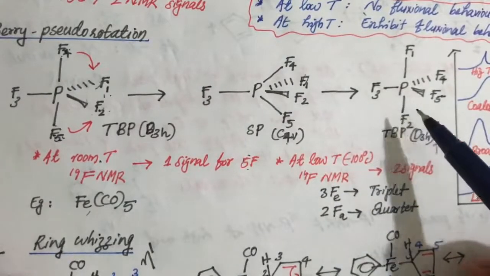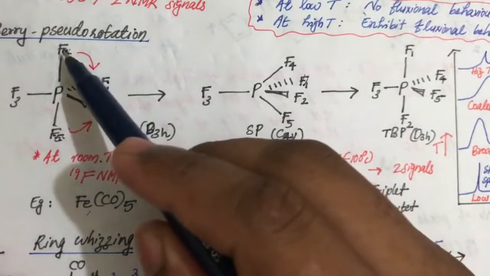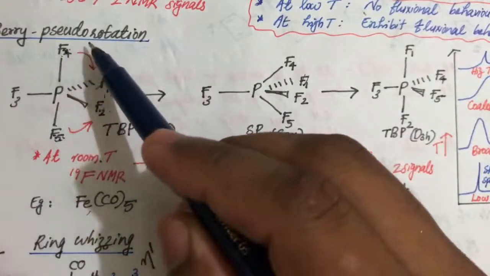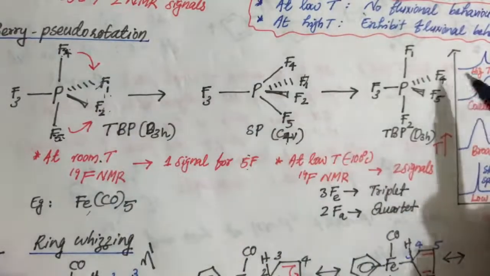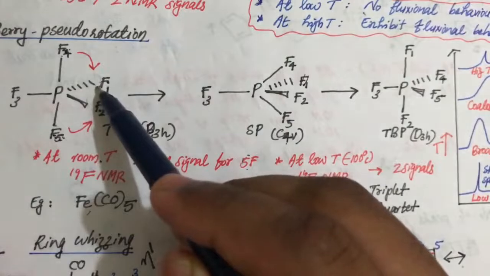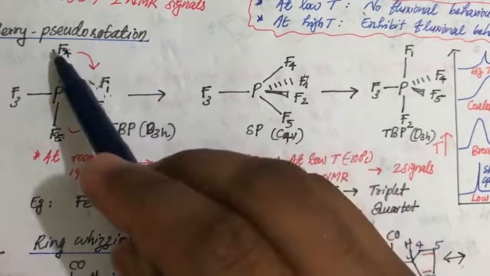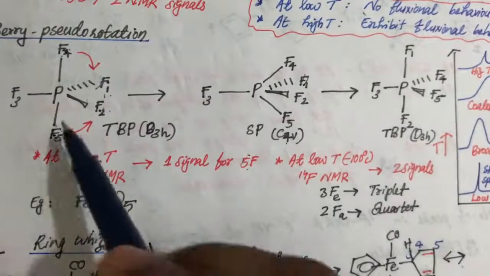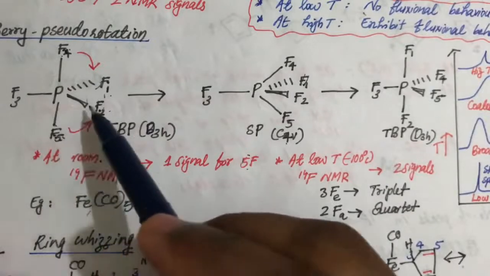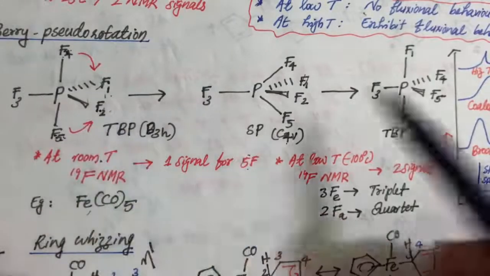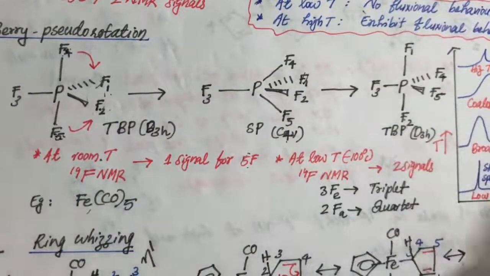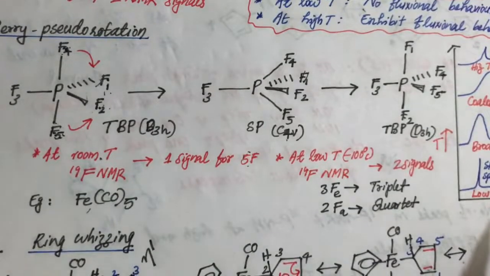In effect, what happened is that axial F4 becomes equatorial F4, and the equatorial F1 becomes axial F1. Here also, axial F5 becomes equatorial F5, and equatorial F2 becomes axial F2. So this kind of rapid exchange is known as Berry pseudorotation. This is a well-known fluxional behavior.